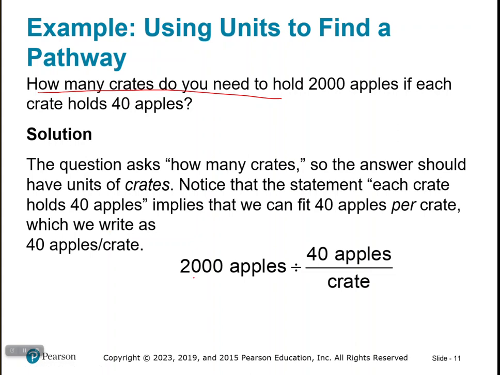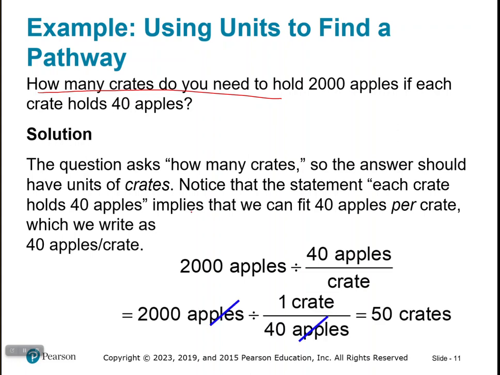Now, 2,000 apples divided by 40 apples per crate. But notice how apples, they're both, here we're going to end up with apples squared per crate, and that doesn't seem like a good answer at all. So what we're going to do is we're going to change this division to multiplication. I tried to change it on the slide itself, but Pearson had an error. It happens. Typos happen in books. Typos happen online. Typos happen in these.